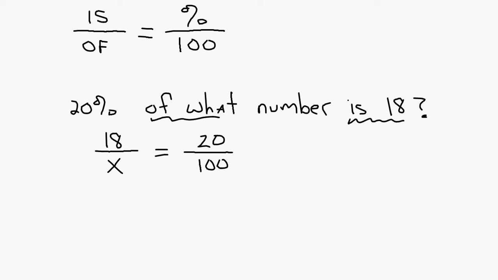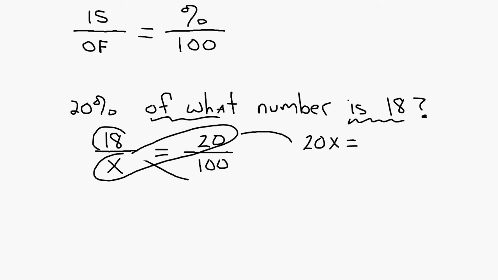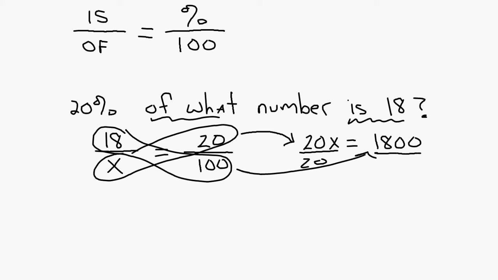So I always like to crisscross multiply the variable first. So your 20 times x is 20x, and you make that equal to 18 times 100, which is 1800. That's your crisscross multiply. So then you divide both sides by 20. The 20s cancel, and your x is equal to 90.